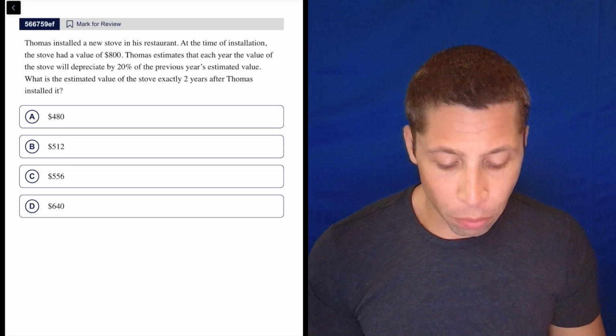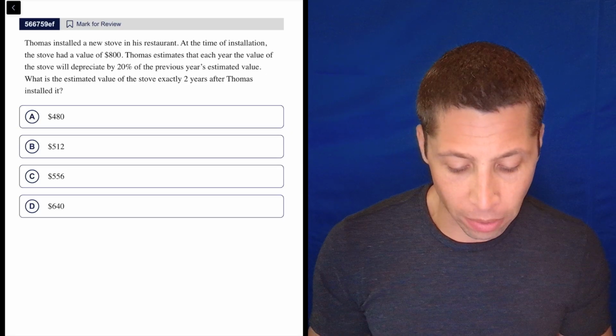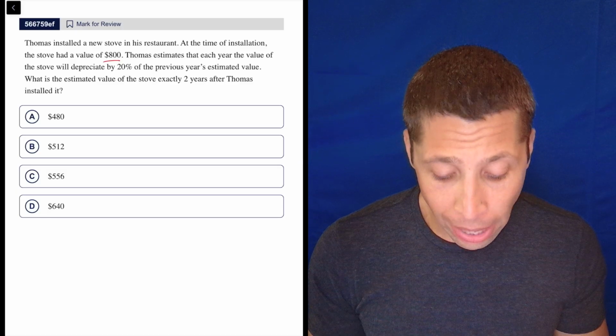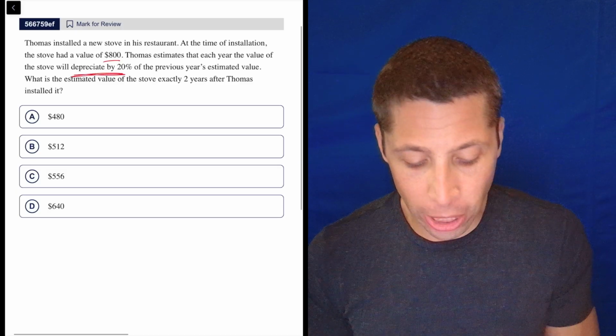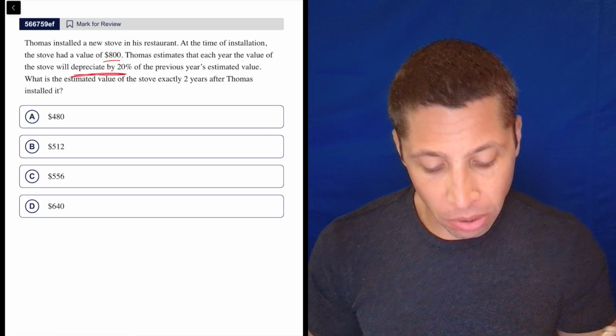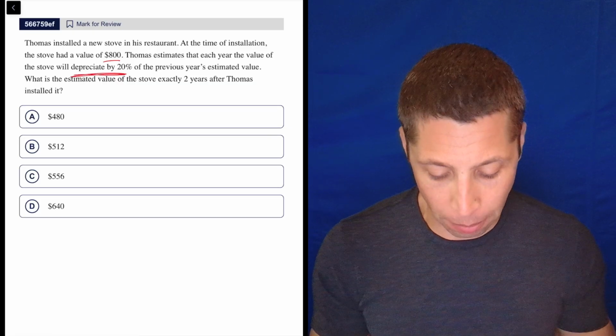Thomas installed a new stove in his restaurant. At the time of installation, the stove had a value of $800. Thomas estimates that each year the value of the stove will depreciate by 20% of the previous year's estimated value. What is the estimated value of the stove exactly 2 years after Thomas installed it?